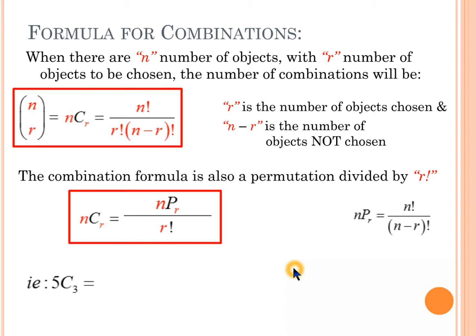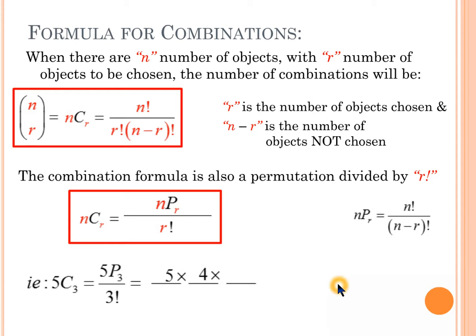Let's take a look here. 5 choose 3. How can I compute this? Well, this is the same thing as 5 pick 3 divided by 3 factorial using this notation right here. And this 3 right here, this r value 3, means I have 3 spaces. So there are my 3 spaces. And since I have a 5 here, I will start with 5, then go 4, then go 3. And this 3 factorial would be 3 times 2 times 1 on the bottom.